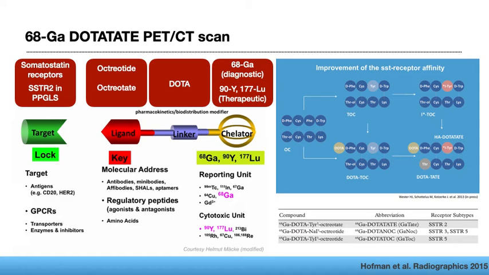The linker is the part which connects the chelator to the ligand, and it's called DOTA, so we call it dotatate. In Octreoscan, they use a different linker called DTPA.